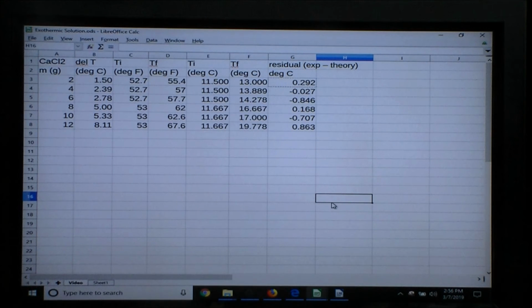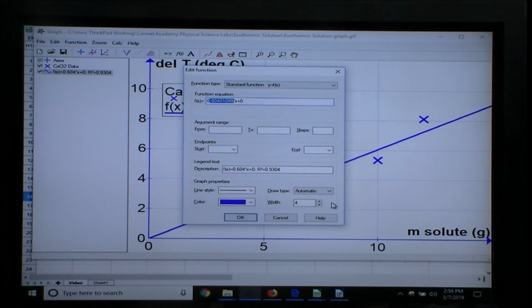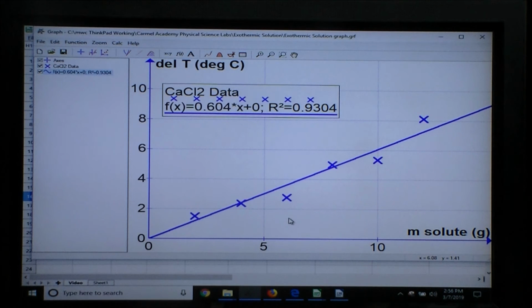There, errors could creep in other places in the experiment. In this experiment, for example, I wonder if the calcium chloride dissolved fast enough. I wonder if maybe heat was leaking out through the coffee cup calorimeter to prevent it from being a perfect experiment. So while this disagreement and the coefficient of determination of 0.93 isn't so bad that I would say that the hypothesis is disproven, and I wouldn't say that the hypothesis is unsupported.